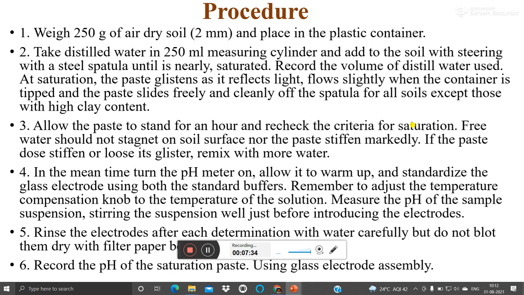Allow the paste to stand for an hour and recheck the criteria for saturation. Free water should not stagnate on the soil surface, nor should the paste stiffen markedly. If the paste does stiffen or lose its glister, remix with more water.